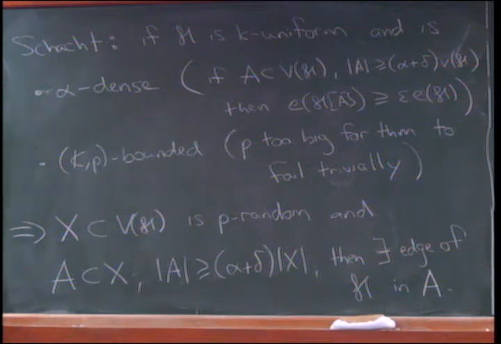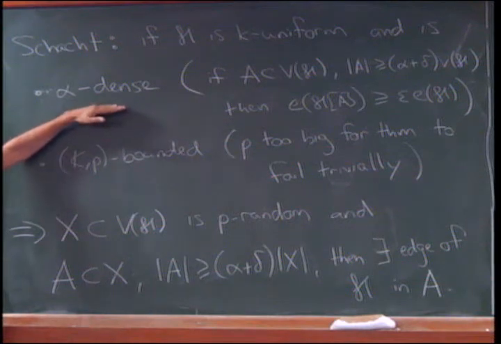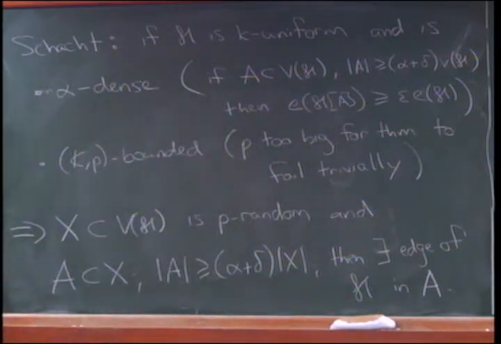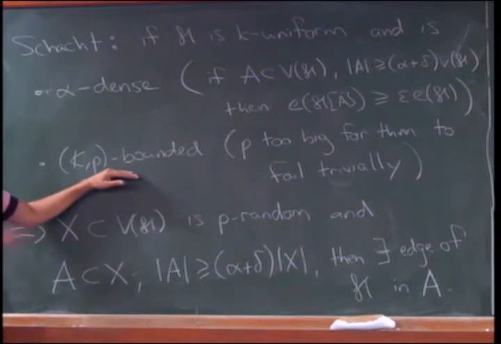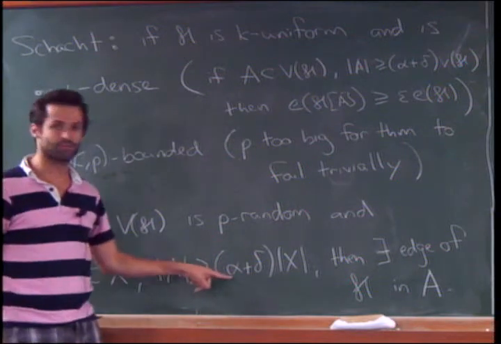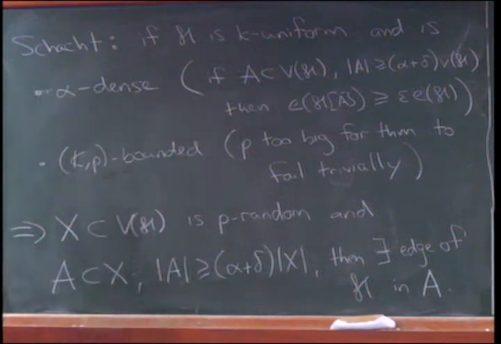So what Schacht basically tells you is that if you have a theorem in the dense case of this particular form, a strong theorem in the dense case, and your p is big enough so the theorem isn't trivially false, then for any p-random subset, you take a subset of size alpha plus delta, the same threshold you got in the dense case, then you must be able to find an edge of the hypergraph, i.e. one of your forbidden objects. So you must be able to find a K_r, or a copy of H.